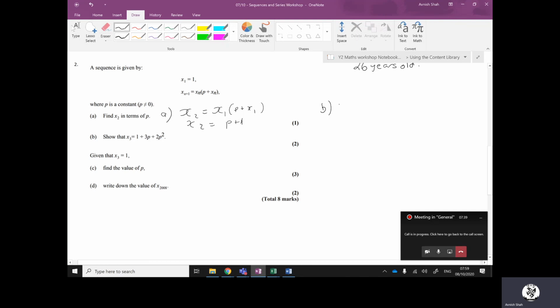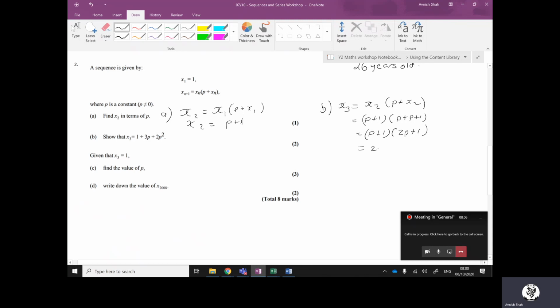So x3. Well, using the same recurrence relationship, we know that x3 is x2 p plus x2. And x2 was p plus 1. So we've got p plus 1 times p plus p plus 1. So that's p plus 1 times by 2p plus 1.